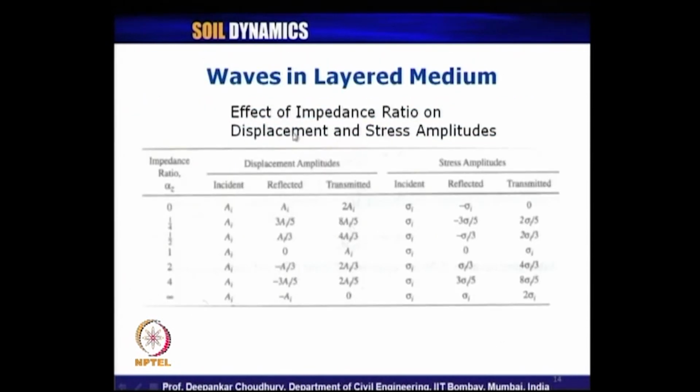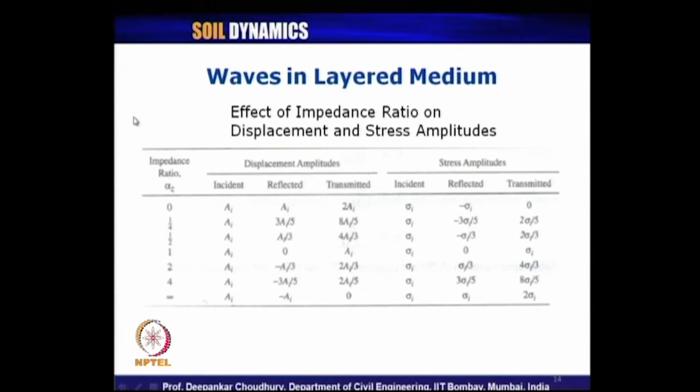Then the effect of impedance ratio on various displacement and stress amplitudes, we have seen how the displacement amplitude gets amplified when the impedance ratio is less than 1, and which is of our concern, because in soil generally, when waves are traveling from a very lower strata, which is typically very hard in nature, to a softer media on the top surface, then there is a chance of the incident displacement amplitude getting magnified several times when it comes to the higher media or top media in the form of transmitted wave displacement amplitude.